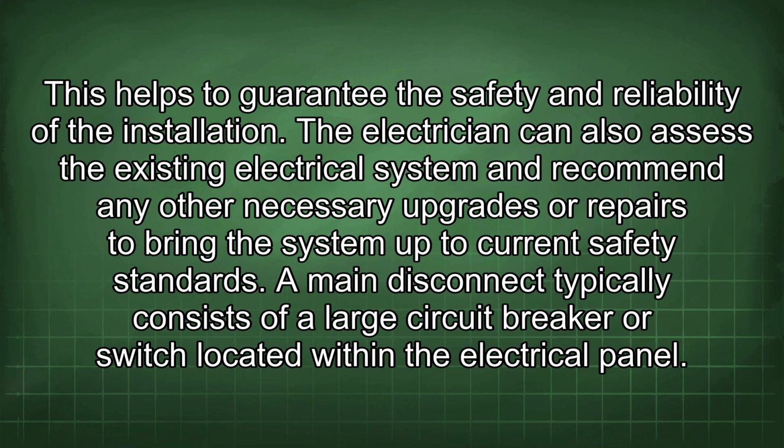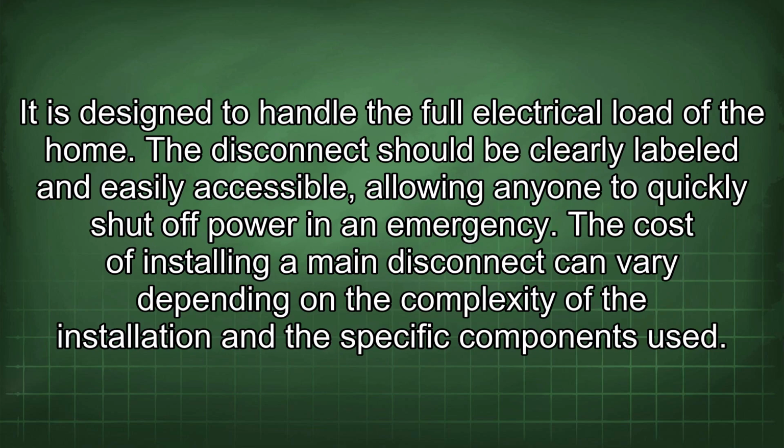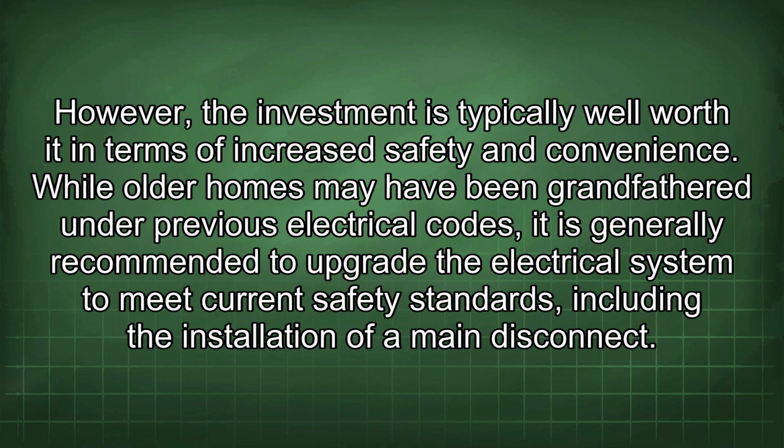A main disconnect typically consists of a large circuit breaker or switch located within the electrical panel. It is designed to handle the full electrical load of the home. The disconnect should be clearly labeled and easily accessible, allowing anyone to quickly shut off power in an emergency. The cost of installing a main disconnect can vary depending on the complexity of the installation and the specific components used. However, the investment is typically well worth it in terms of increased safety and convenience.